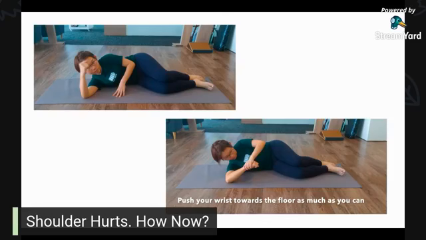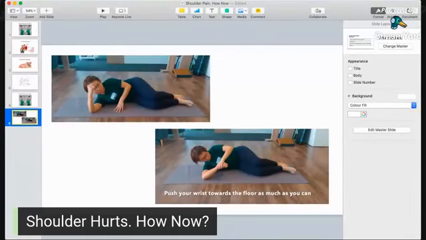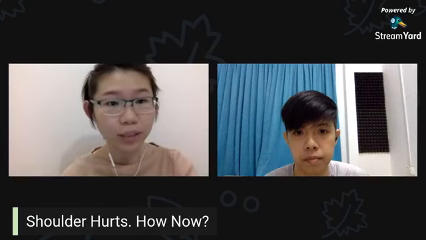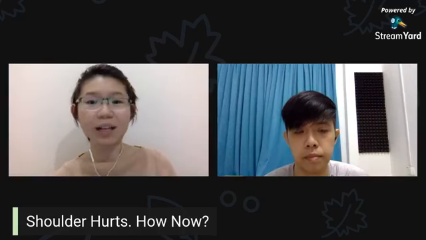So this is how we differentiate shoulder problems, whether you have frozen shoulder or impingement.